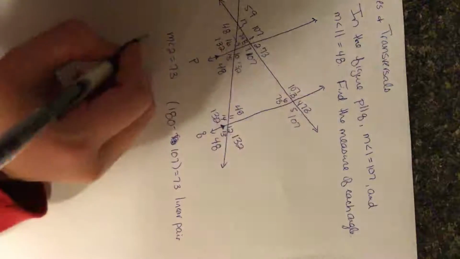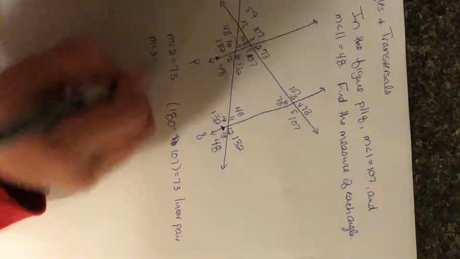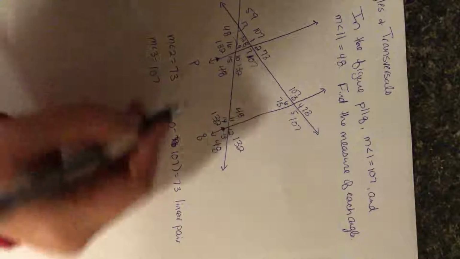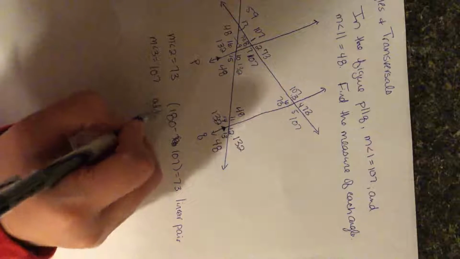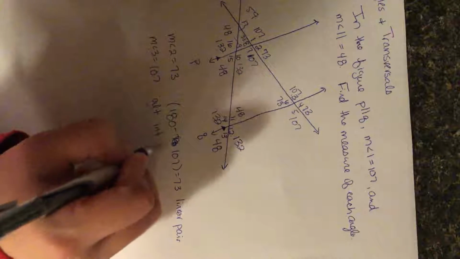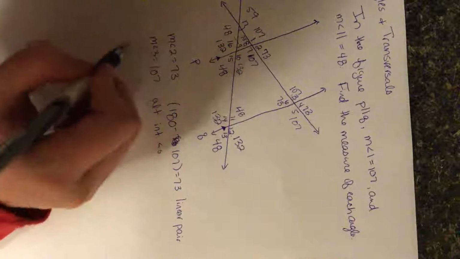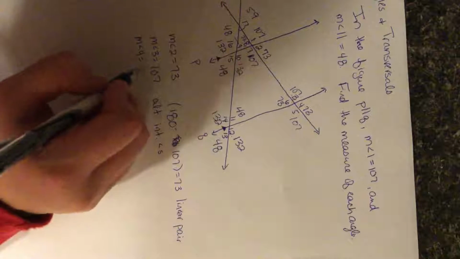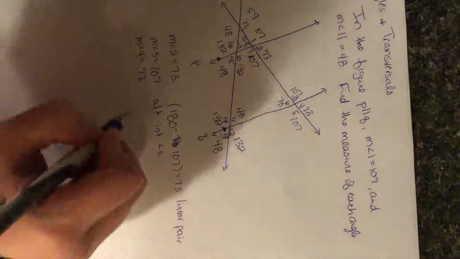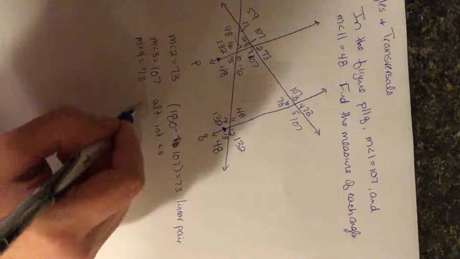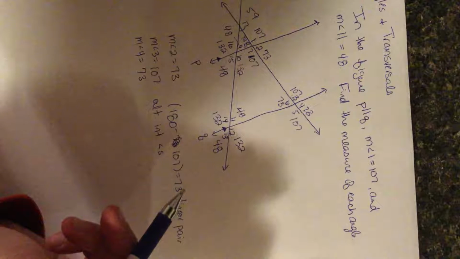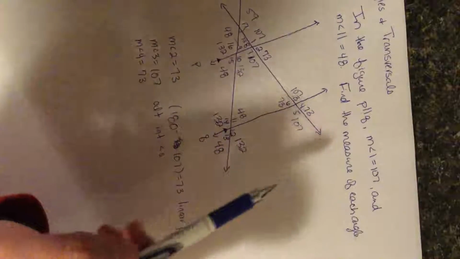The measure of angle 3 is 107, and like I said, there's a lot of different reasons you can give for that. I'm just going to do alternate interior angles. The measure of angle 4, and you don't necessarily have to go in order, but whatever. The measure of angle 4 is 73, which, if you hadn't done 7 and 8, you would have to use.